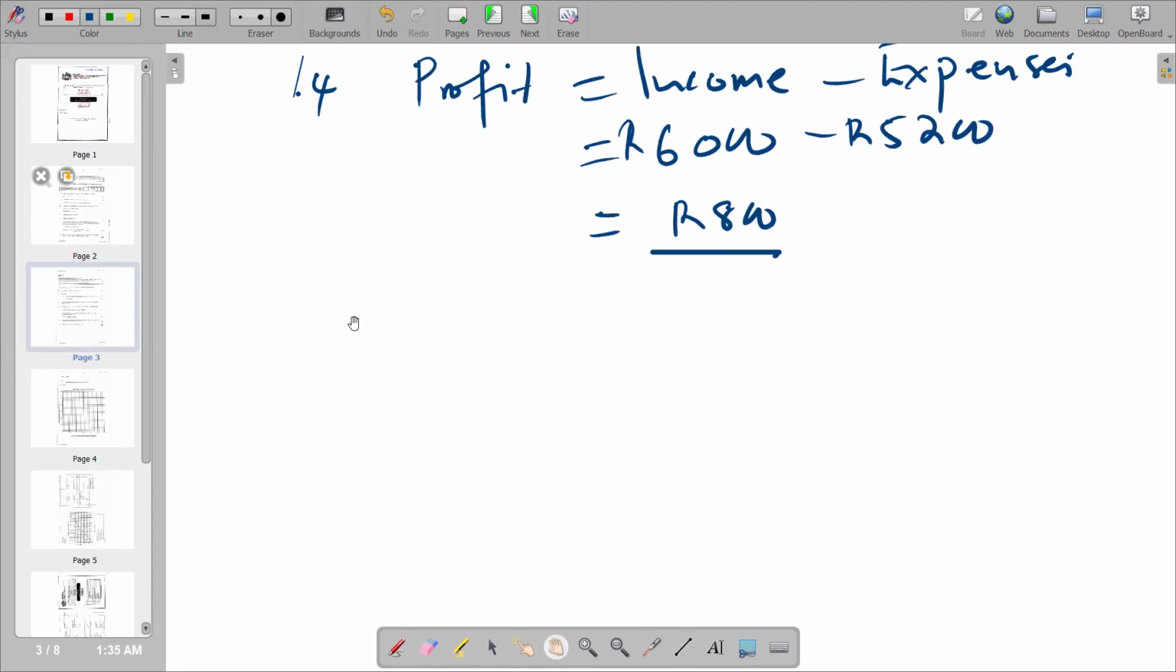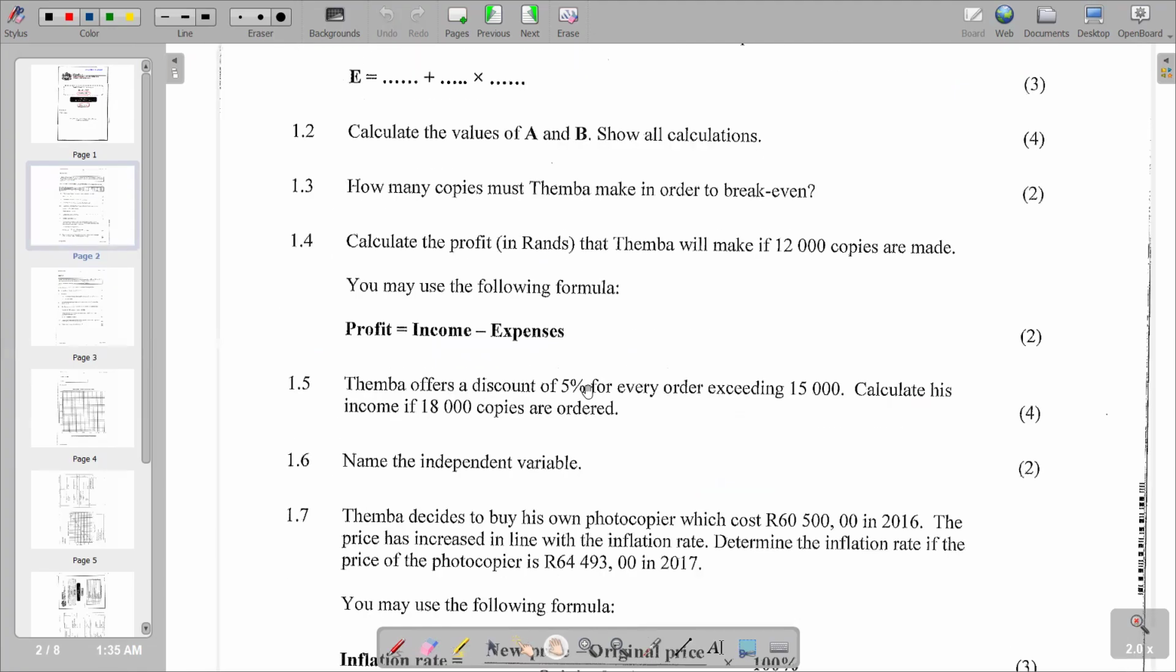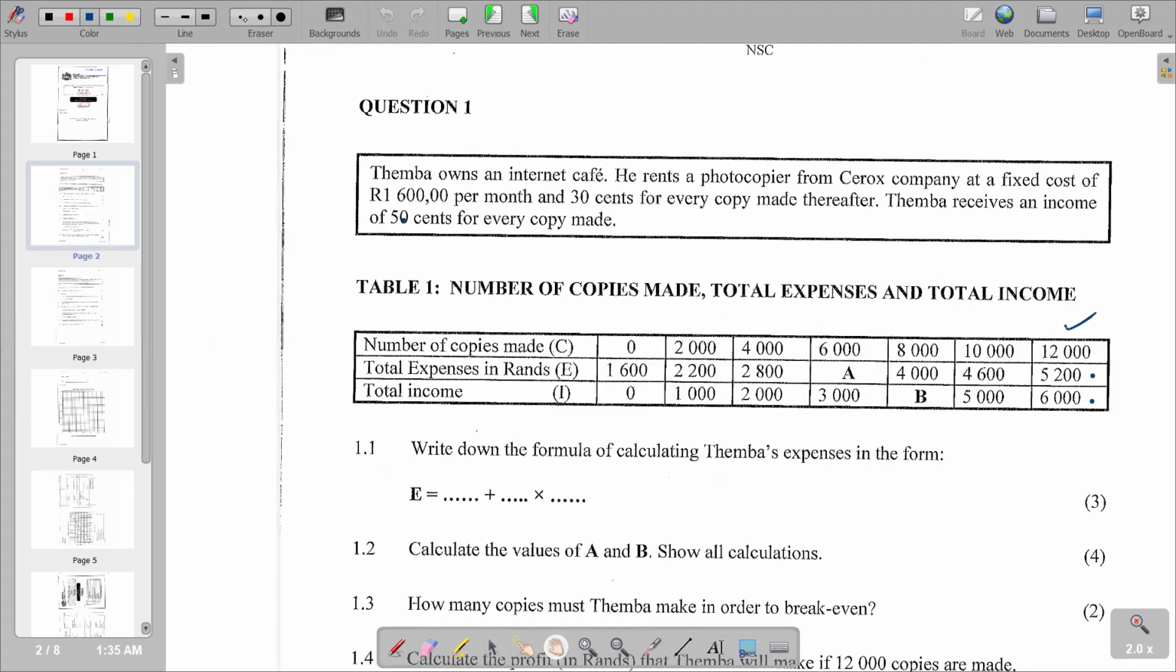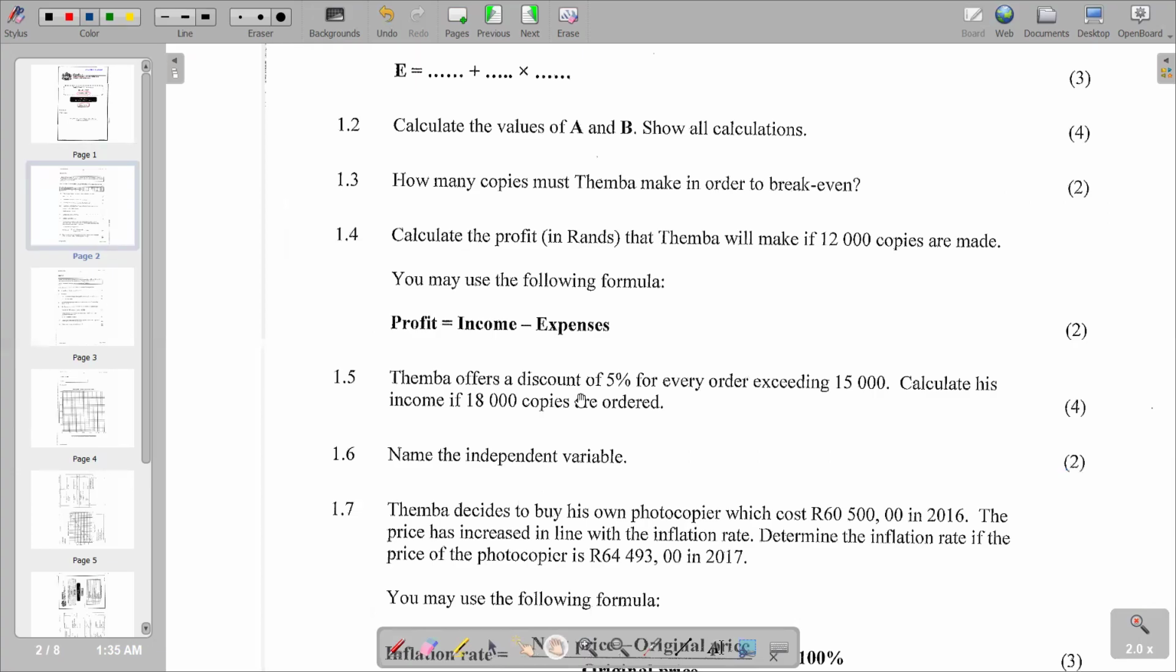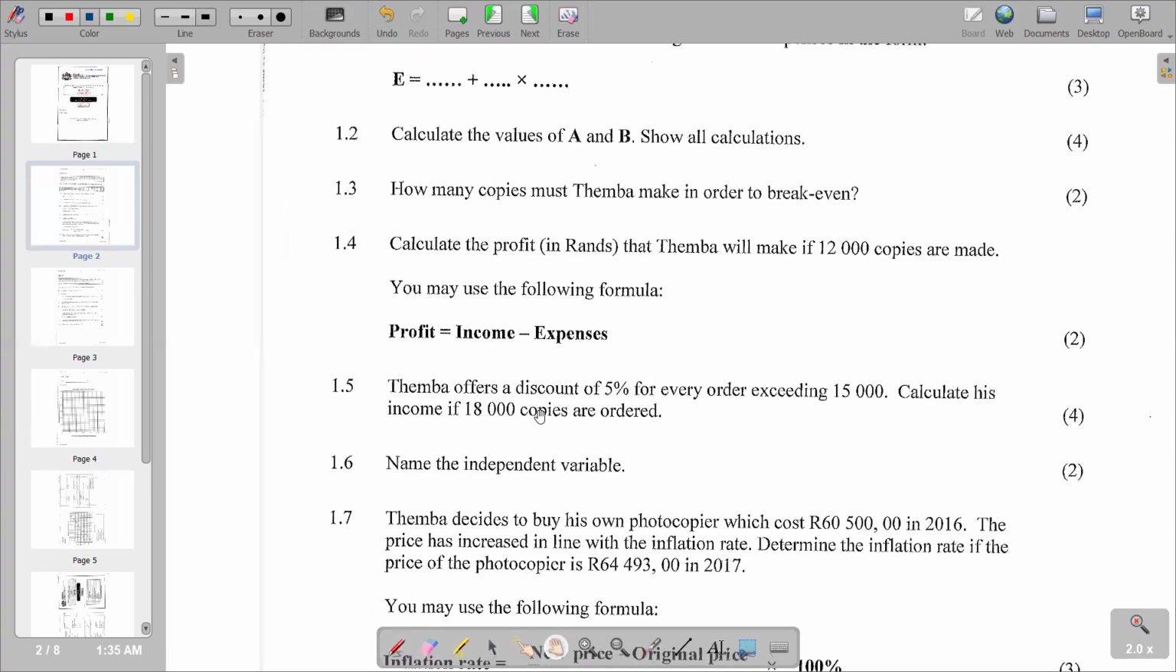So from there, we move on to the next part of our question, which is now 1.5. Table offers a discount of 5% for every order exceeding 15,000. So calculate the income for 18,000 copies. 18,000 copies are ordered. So basically, we are going to multiply 18,000 times the income per copy, which is going to be 50 cents. 50 cents is given in the beginning of the question. So we are saying these 50 cents, then we multiply by the number of copies that are given, which is 18,000.